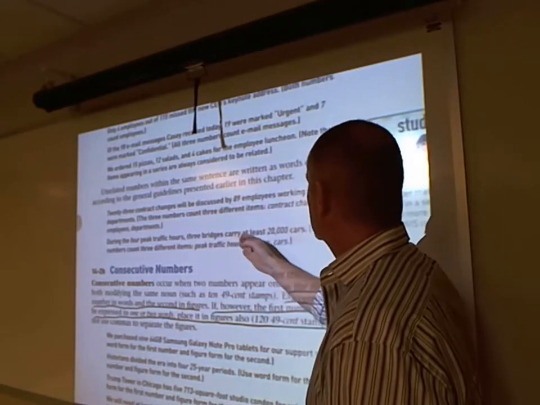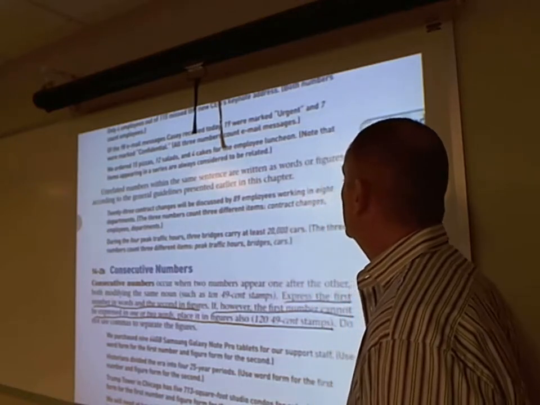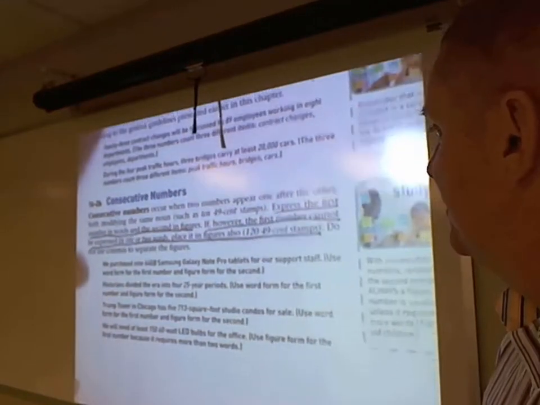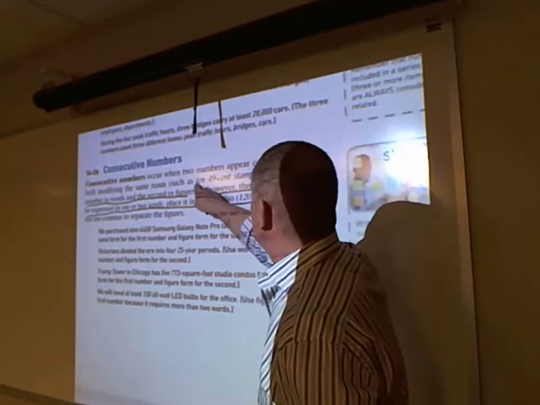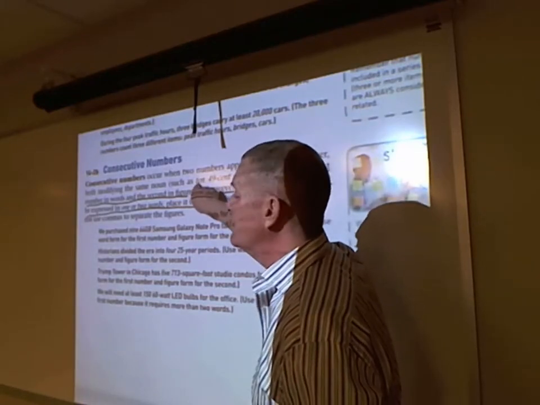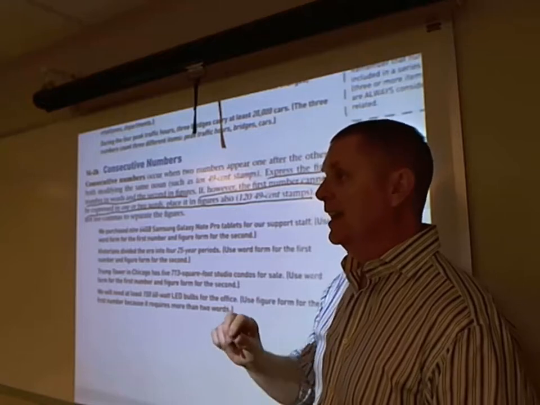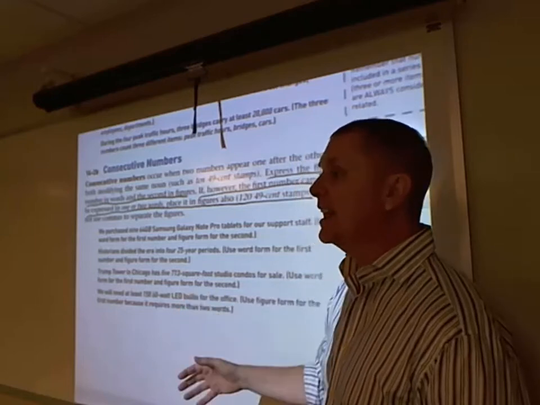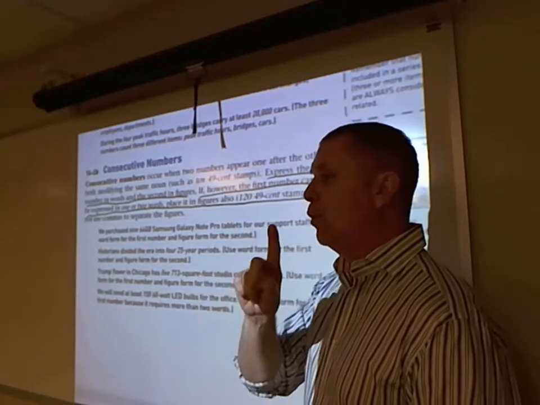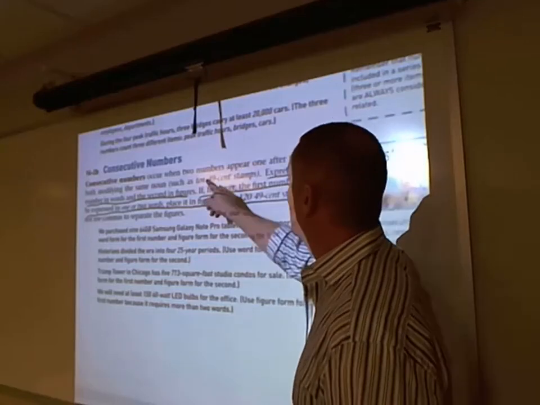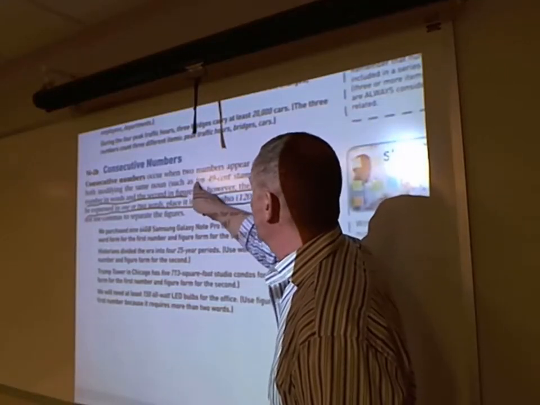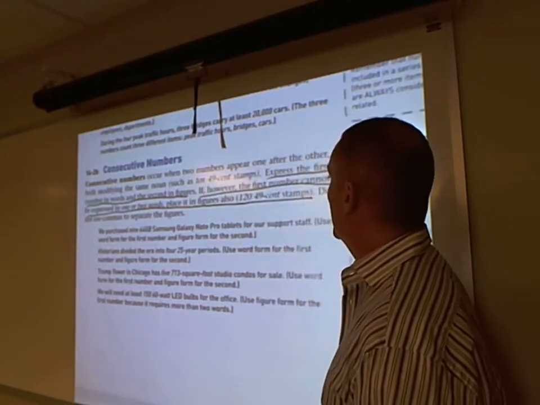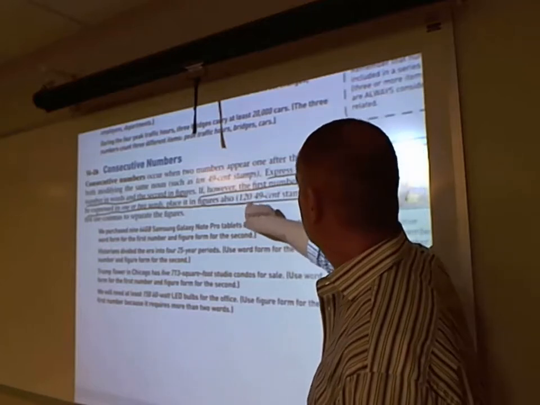Consecutive numbers. When you have something like ten 49-cent stamps, the first number should always be spelled out as a word unless it is more than 2 words. If I said, such as 150 49-cent stamps, 150 is 3 words. So if I had 150, I'd make it a figure: 150 space 49-cent stamps. Or they give an example right here, 120 space 49-cent stamps. But the first word, if it's 2 or fewer words, spell it out as a word.